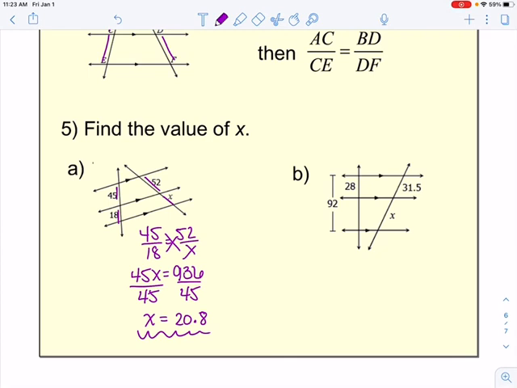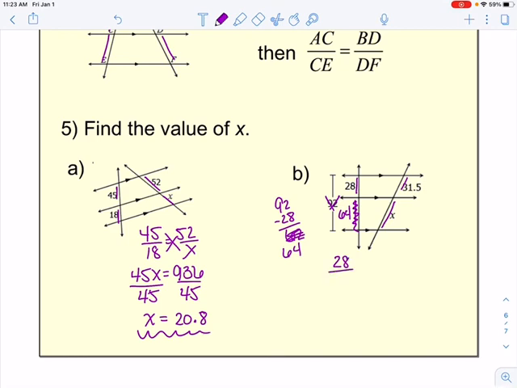Okay, and now we have part B here. Again, it's the piece over the piece over the piece. So the first thing I need to do is find that piece that I just made with the purple squiggly there, because I know the full piece is 92 and the top piece is 28. So if I take 92 and subtract out 28, that's going to leave me with 64. So this piece right here is going to be 64. I'm not going to use the 92 in my proportion. I'm going to use the 64.